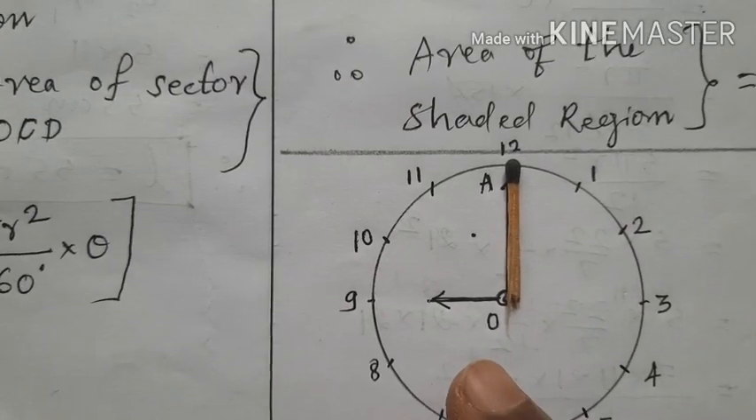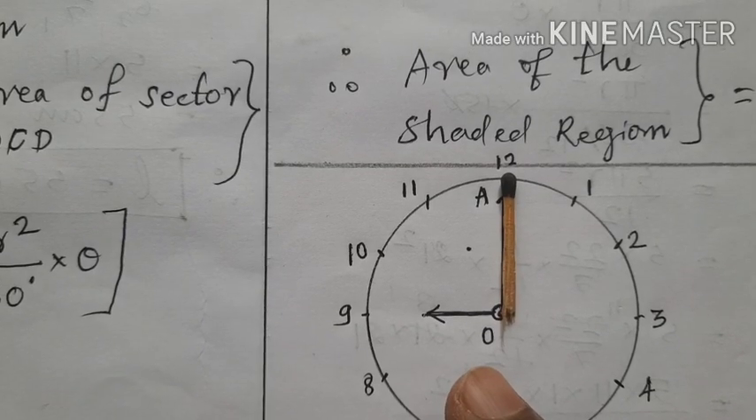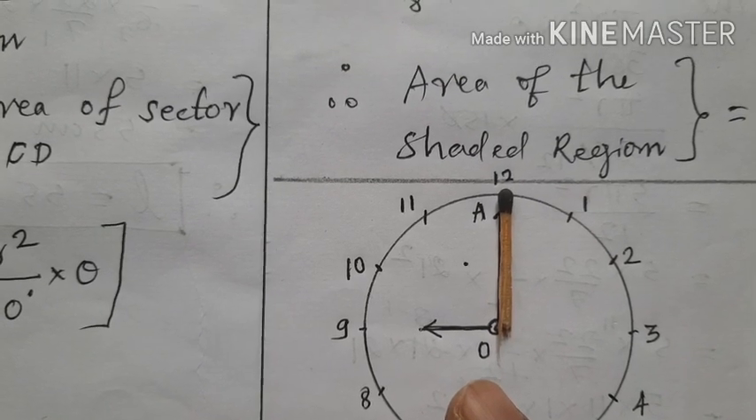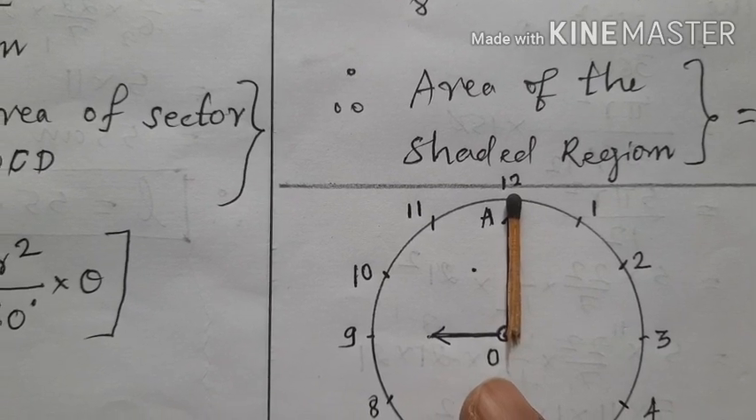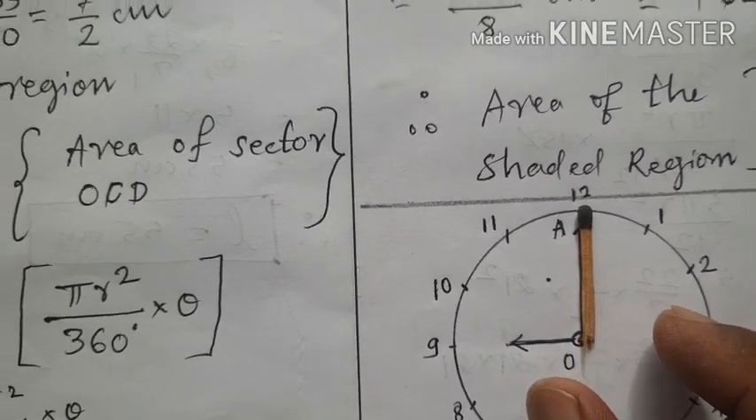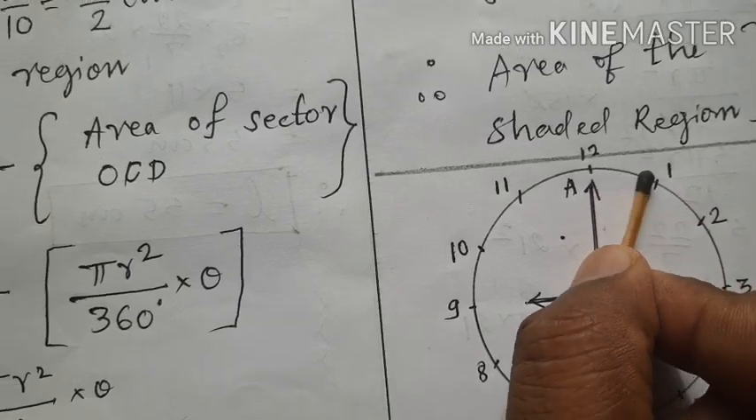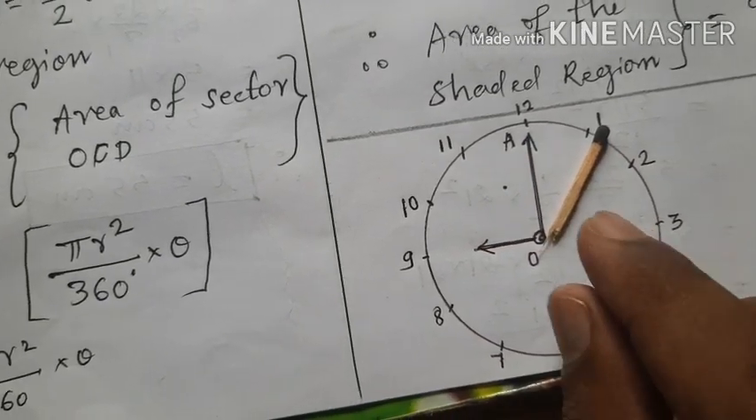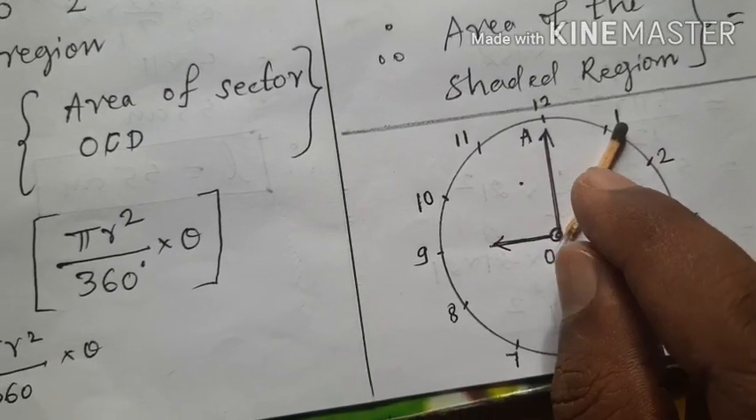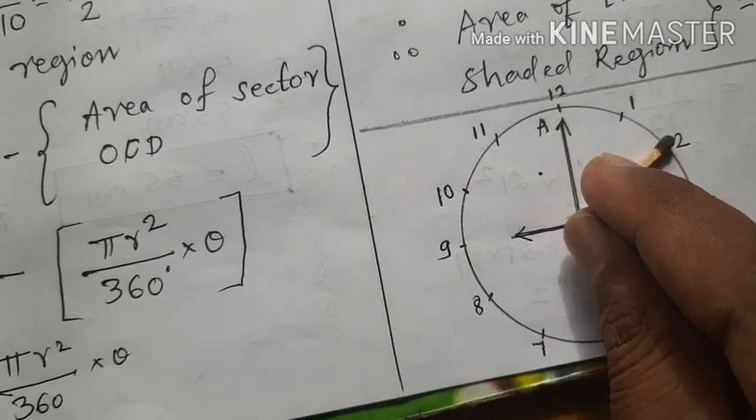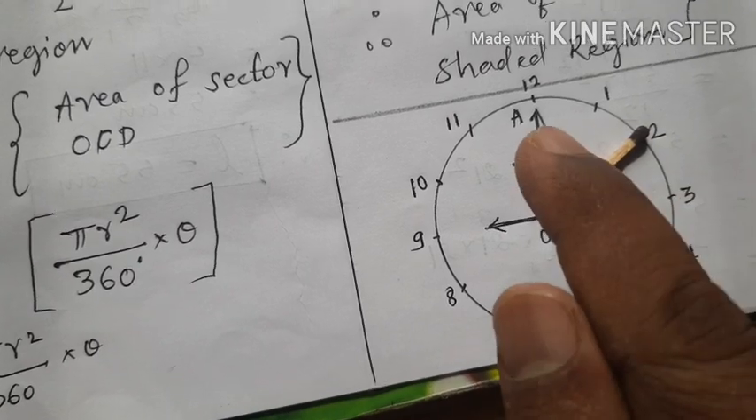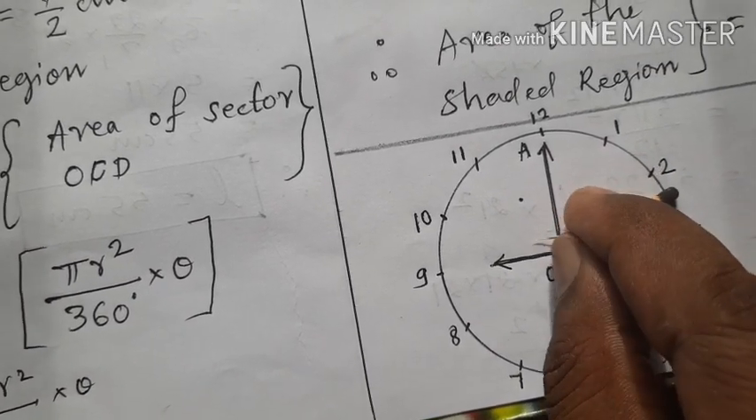When the time passes from 9 a.m. to 9:35 a.m., let us see how the sector is formed and how the sector angle increases. See here, now it is 9:05. See the sector angle. Then it is 9:10. Look at the sector angle. The sector angle increased.